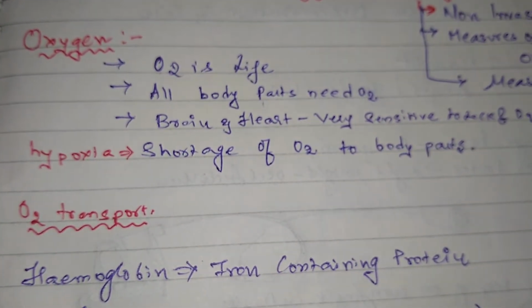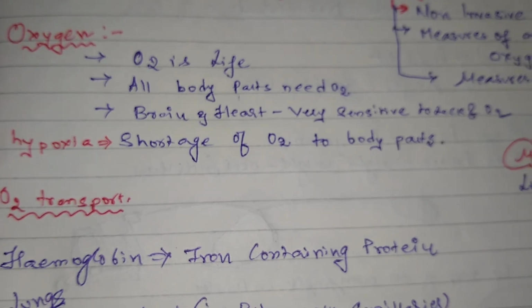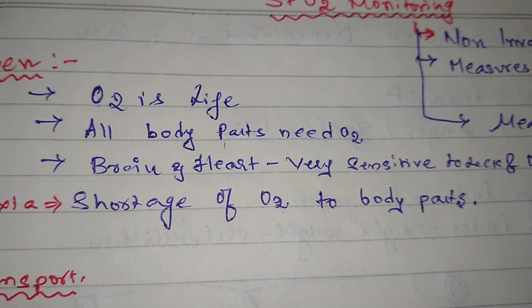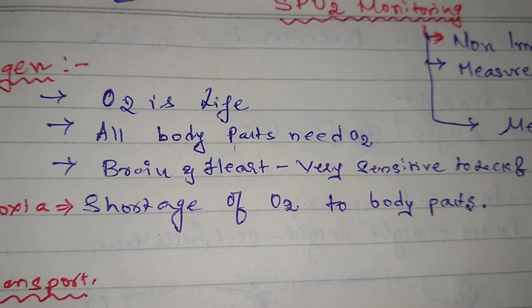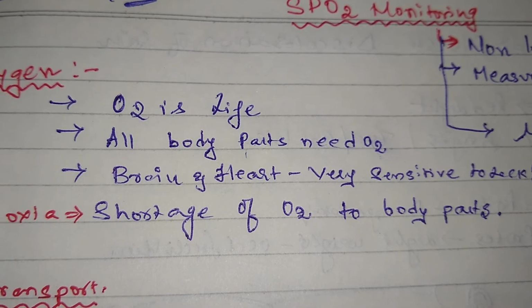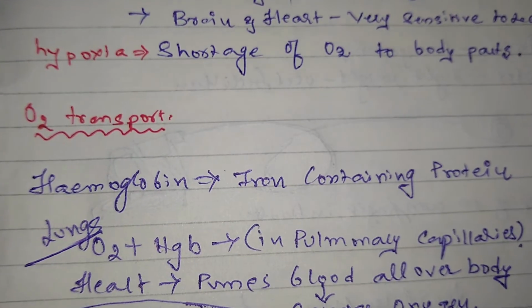Oxygen is life for human beings. All body parts need oxygen. The brain and heart are very sensitive to the lack of oxygen. Even 5 to 10 minutes of cut-off oxygen supply to the brain can lead to brain death, so we should be very careful while providing oxygen to patients.